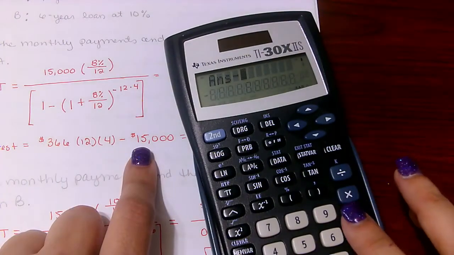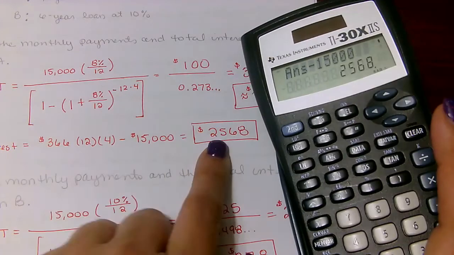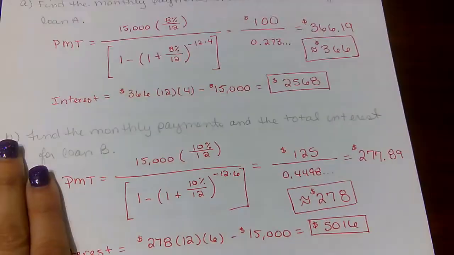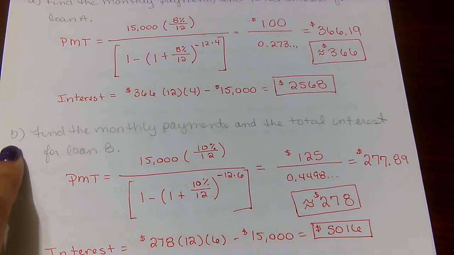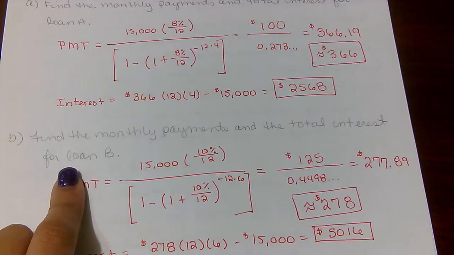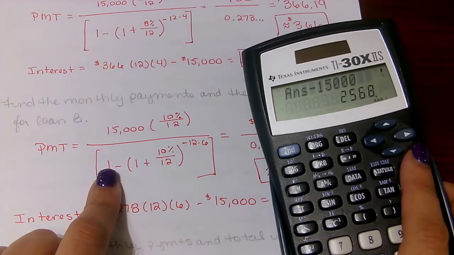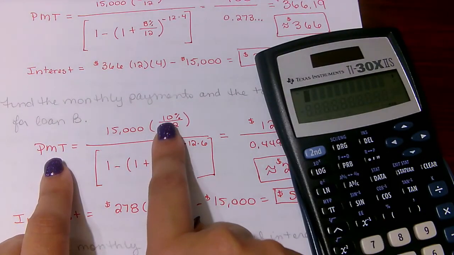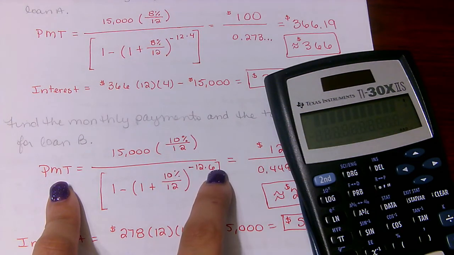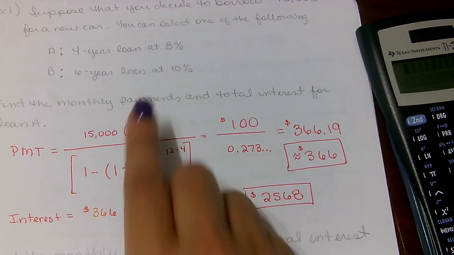But remember, our original loan was only $15,000. So if I subtract the $15,000, I will see that I paid an additional $2,568. Let's see how that compares to loan B. Find the monthly payment and the total interest for loan B. Okay. We're using the same formula as before, but this time we're changing our interest rate to 10%, and our time is going to be 6 years.